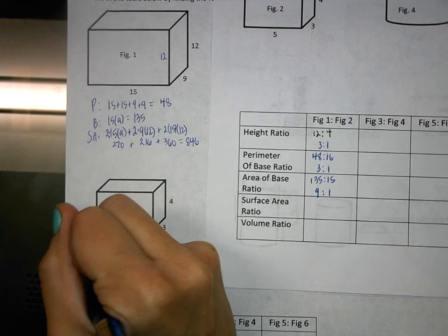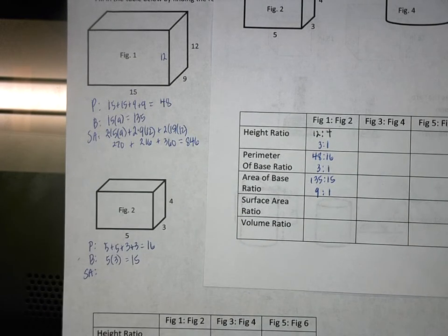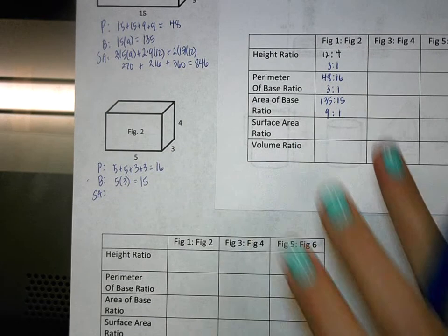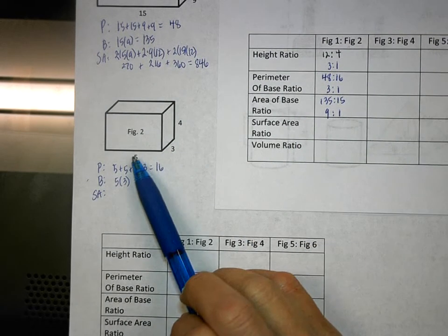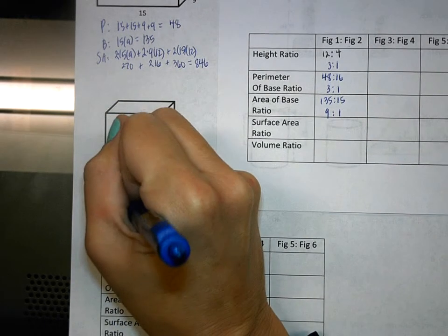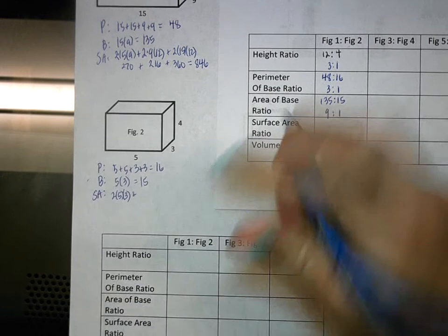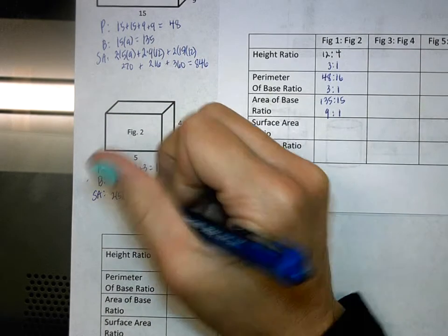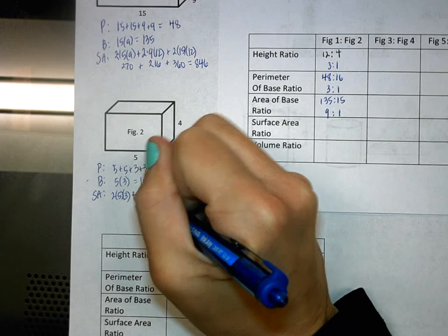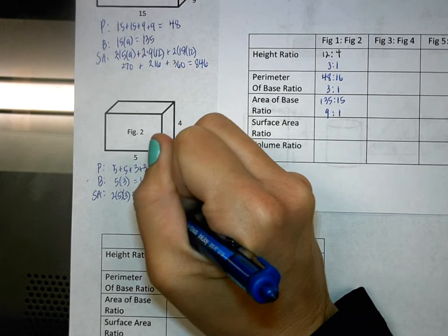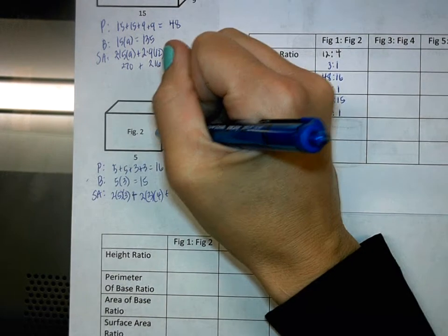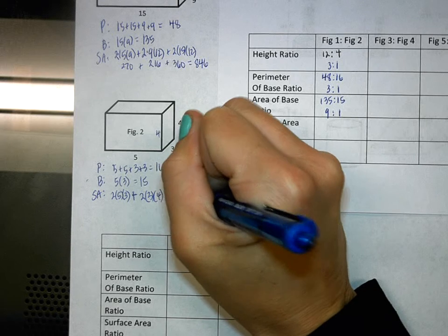So we're going to do the same thing, surface area figure 2. I'm going to kind of move this up here so you can see on figure 2 what I'm doing. So we'll start with our base again, 5 times 3, but there's 2 of those. So we're going to go 2 times 5 times 3 plus our side here, 4 by 3, and again there's 2 of those. So 2 times 3 times 4 plus, and then our front is 5 by 4, so we have 2 times 5 times 4.